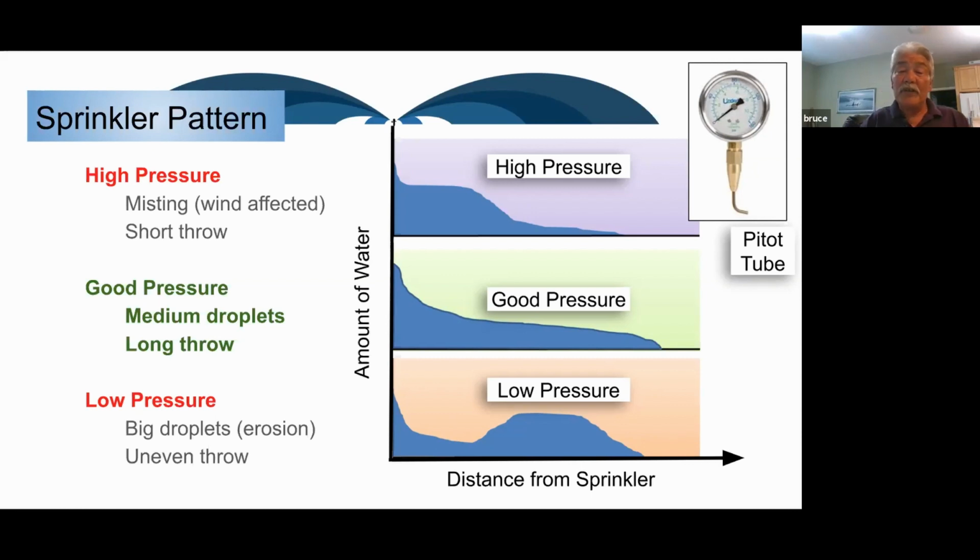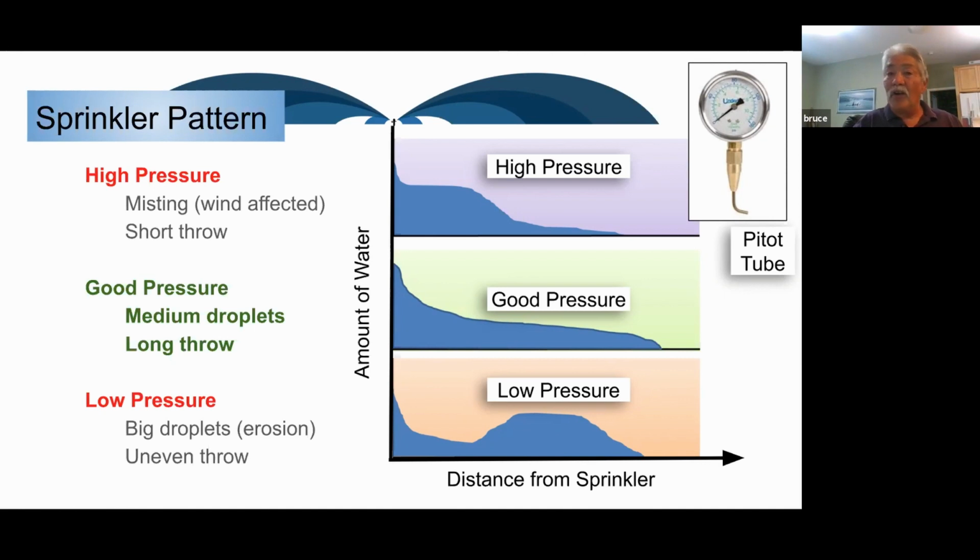When you have too low a pressure, and it's quite obvious when you have that, you have these great big droplets of water. They come out of the sprinkler head and they don't go very far and they drop straight down. It's very volatile where that water is spreading. So we're looking at having that mid-range on that sprinkler.